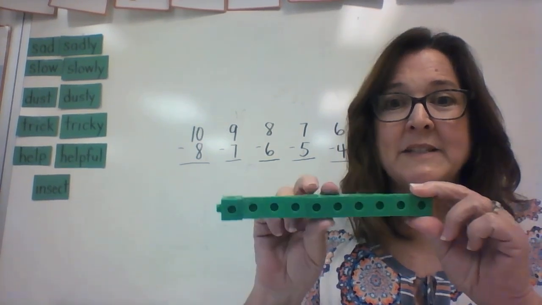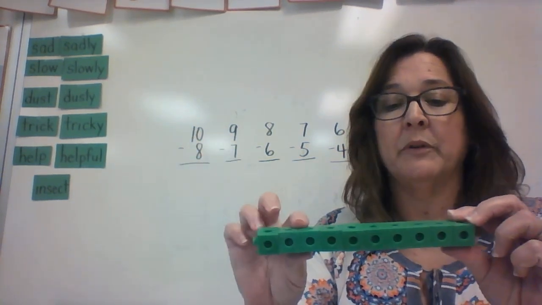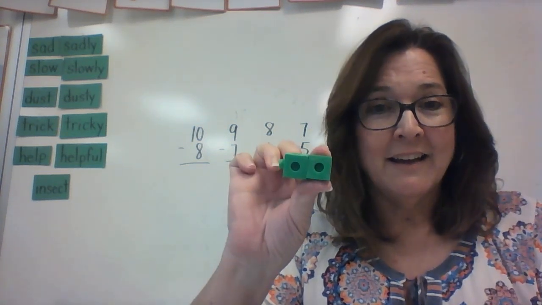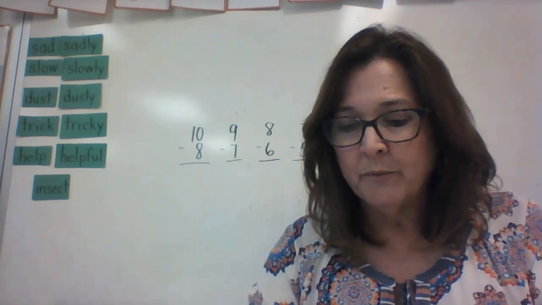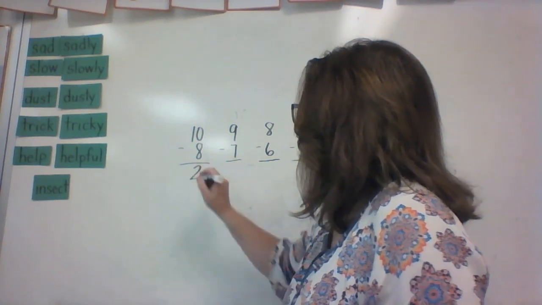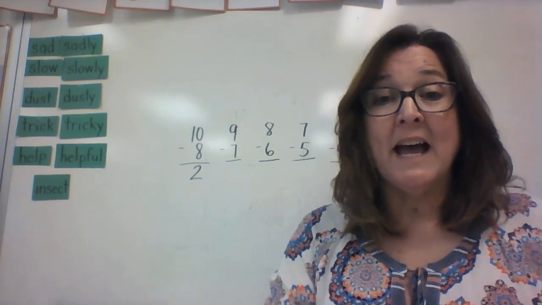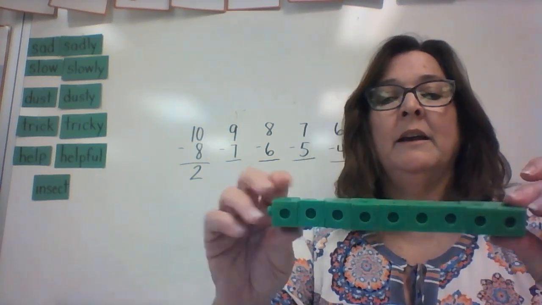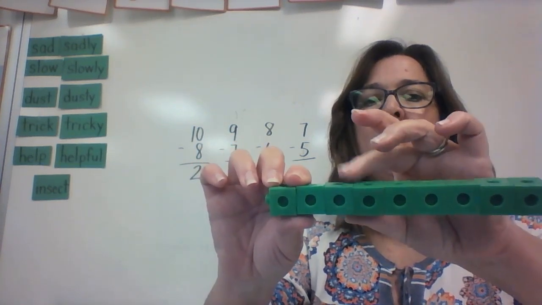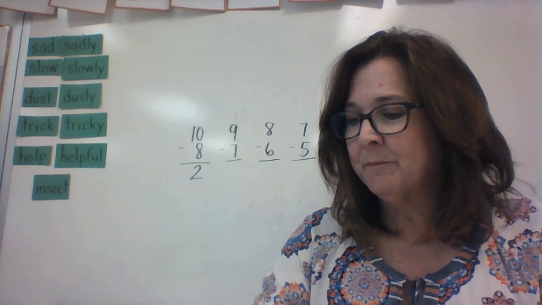All right, we have a tower of 10. Our first problem says 10 minus 8 equals. So I have 10 and I have to take away 8. How many do I have left? 2. So my answer, or the difference, is 2. Now I have the next problem, 9 minus 7. I have 9 linking cubes here, and I have to take away 7. How many are left? 2.